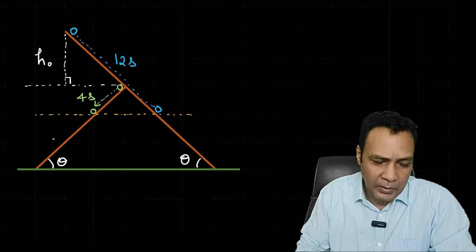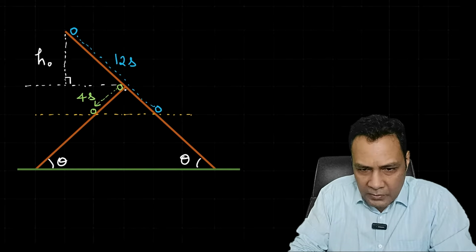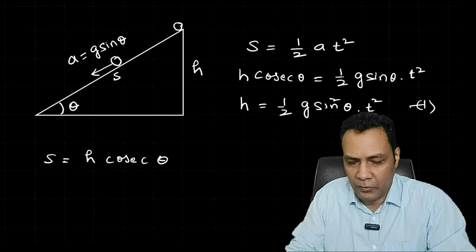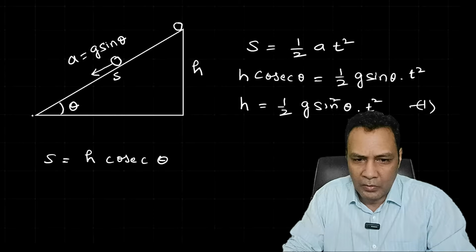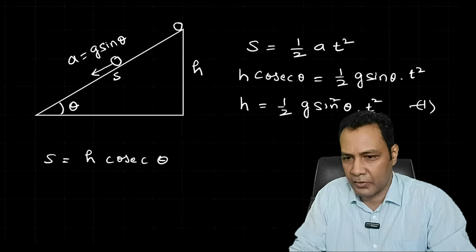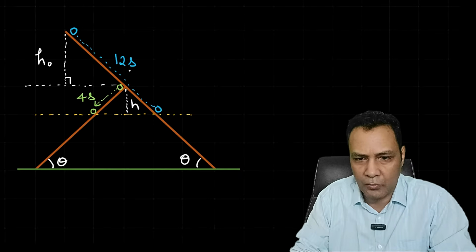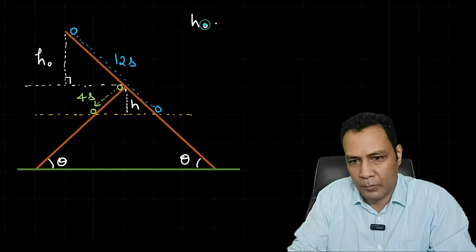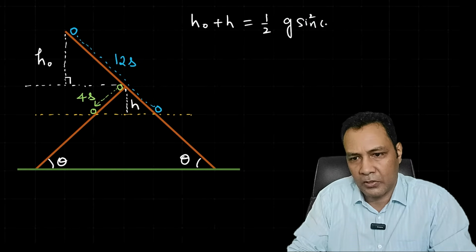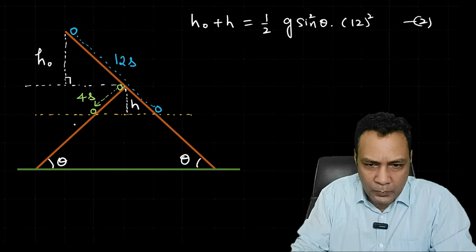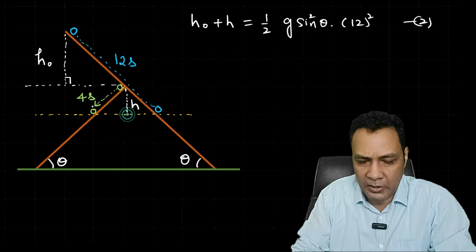The incline is the same, the angle is the same, and suppose this height is, say, h. I'll use this result: starting from the same initial point, falling down a vertical distance h, time taken is t, so h = half g sin square theta t square. For this ball the height fallen is h naught plus h, so h naught plus h is equal to half g sin square theta into time square, which is 12 square. That is the second equation.